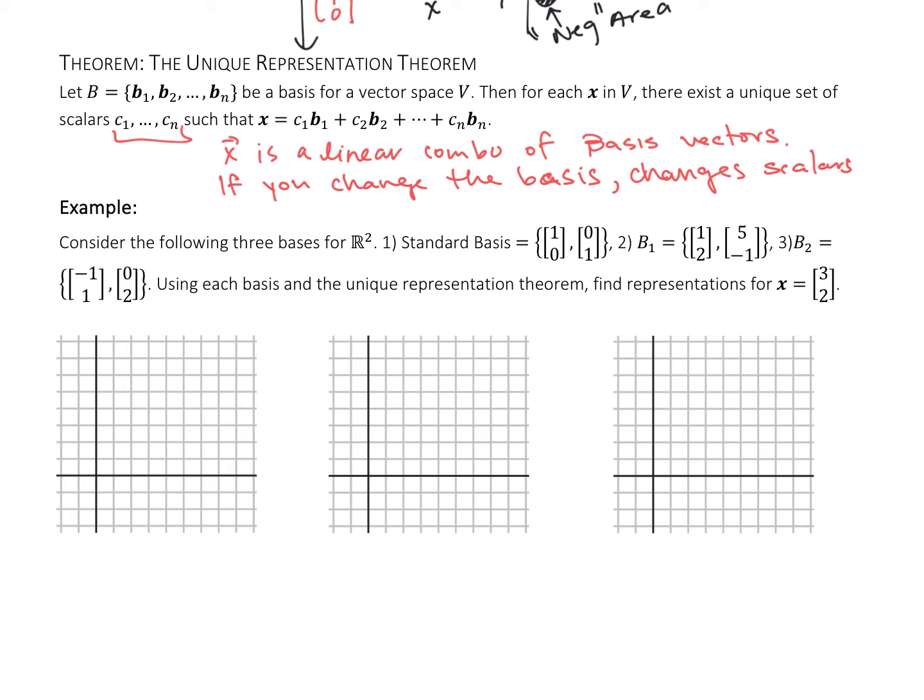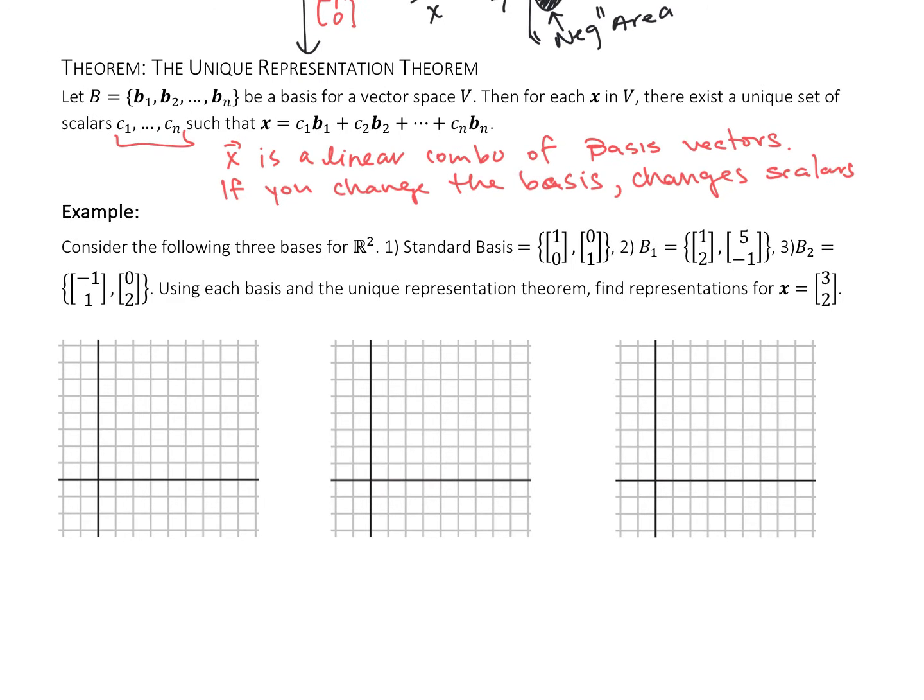This other basis, so basis 2 here, I guess basis 1. So standard basis, basis 1, basis 2. Basis 1, you can see, I have 1, 2, and 5, negative 1. And hopefully you can see that there's nothing I can do to 1, 2 in order to turn it into 5, negative 1. The only way to get from 1 to 5 by scalar multiplication would be to multiply 1 by 5. But if I multiply 2 by 5, I don't get negative 2. So these two things are linearly independent.